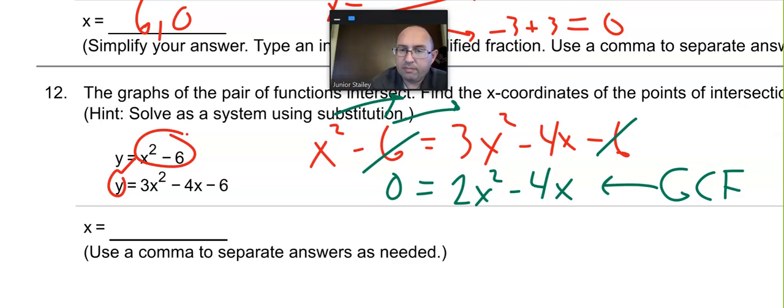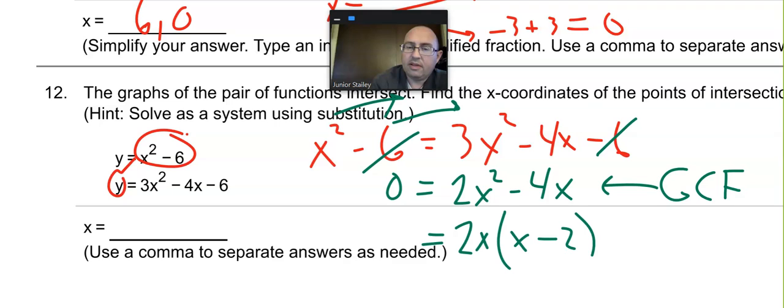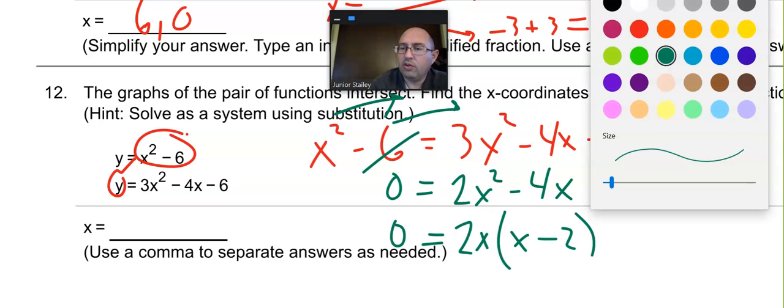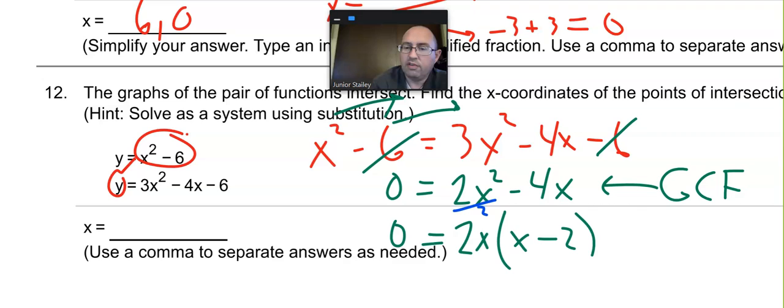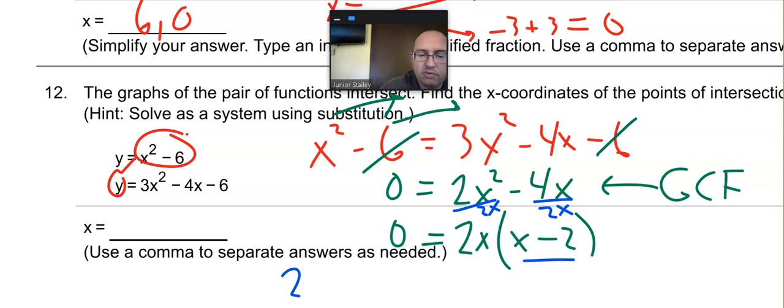Now, at first you might think, well, this is a weird looking example. But look, there's a GCF. What's the GCF? 2x. So pull out the 2x. Remember that when you say you're factoring, you're really dividing. That's how you end up with this x minus 2 thing. So we set the two factors equal to 0: 2x equals 0 and x minus 2 equals 0, because those two things are multiplying together to give you 0.